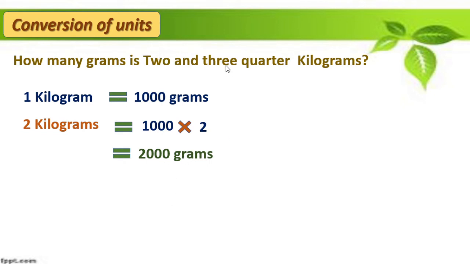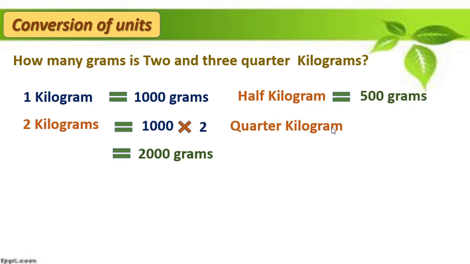This is over. Now we will go for 3 quarter kilograms. How we make 3 quarter? Yes. Half kilogram plus quarter kilogram. Isn't it? Okay. Half kilogram is equal to 500 grams. And quarter kilogram is equal to, yes, how much? Very good. 250 grams. So we will add this and this, so that we will get 2 and 3 quarter kilograms.